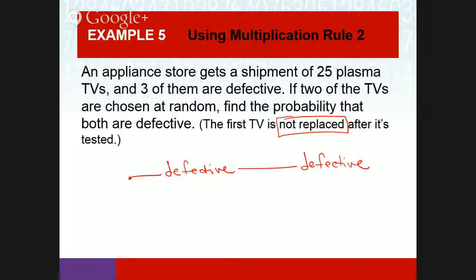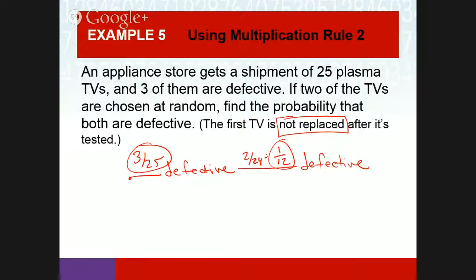What is it? 3 in 25, right? Because there's 3 defective out of the 25 total. Now I've picked a TV and I've taken it off the shelf and put it in my cart. I'm going to pick another TV. What's the probability that another one I pick is defective? I know the one I picked is defective. 2 24ths, right? And I can write that as 1/12 to make my algebra a little easier.